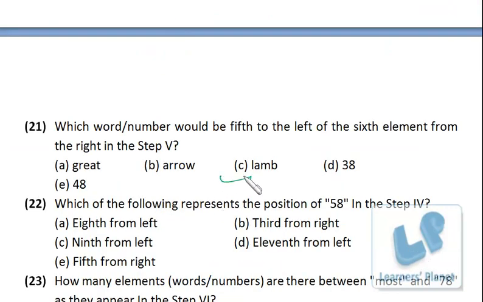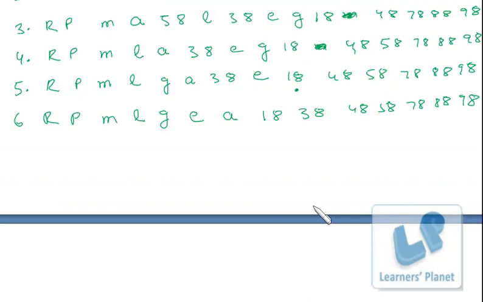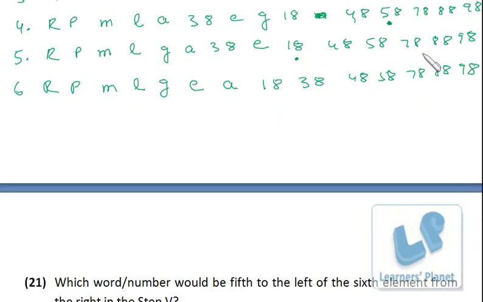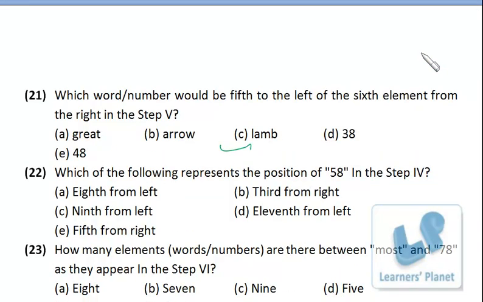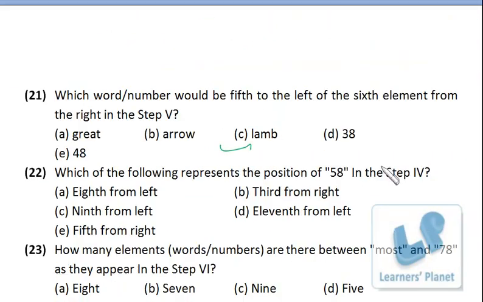Okay, so pretty simple. Which of the following represents the position of 58 in step 4? Step 4, position of 58. Okay, here it is step 4, 4th from the right. Total 16 elements are there. So it should be 11th from the left. 1, 2, 3, 4, 5, 6, 7, 8, 9, 10, 11. So 11 from left.